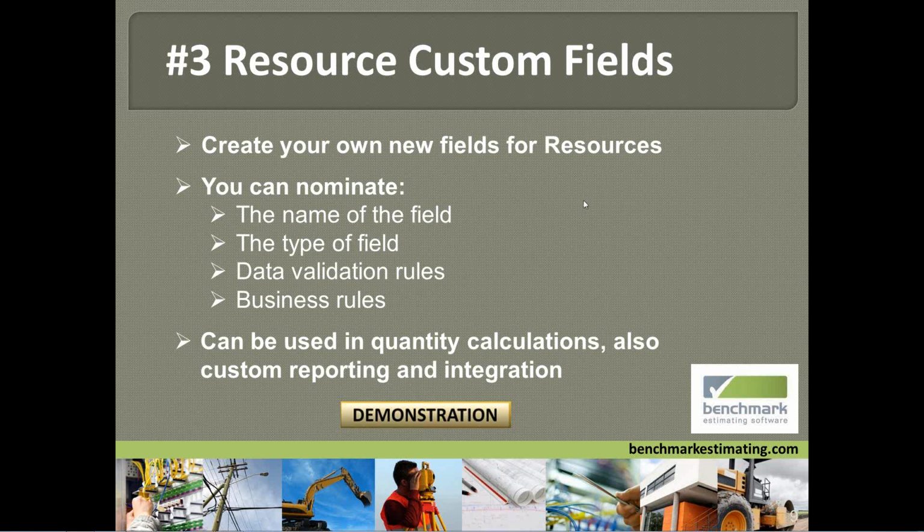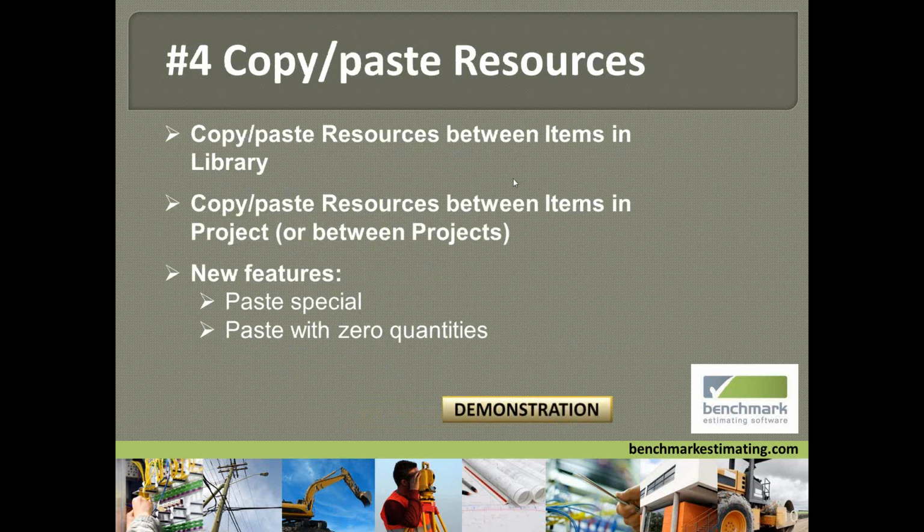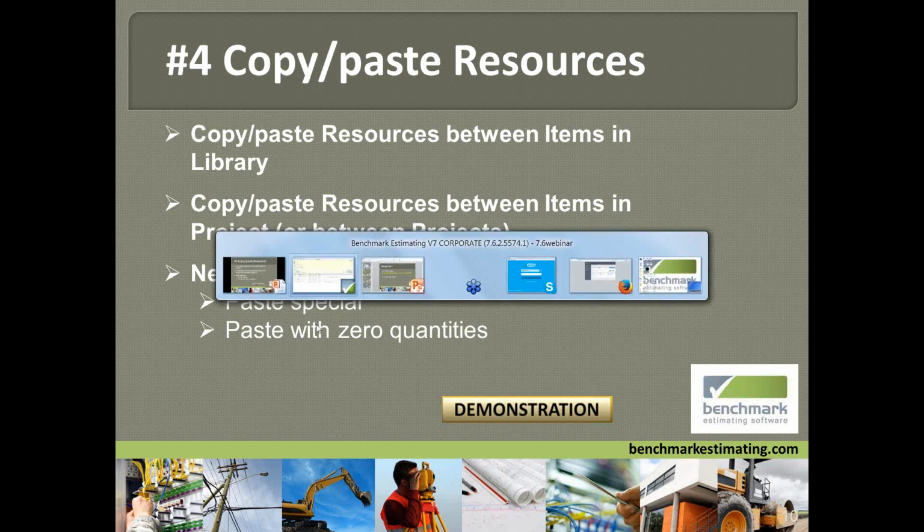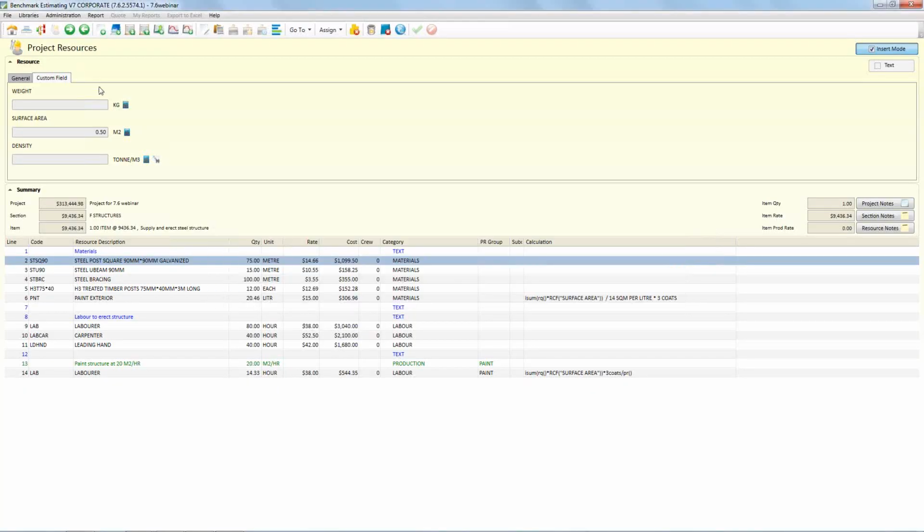The next feature is copy-paste. So there's lots of copy-paste functions in Benchmark, but we've added a few more great features in 7.6. So you can copy-paste resources between items in your library and between projects. But in particular, the new features we've added, paste special and paste with zero quantity. So best way to show this to you is within the software.